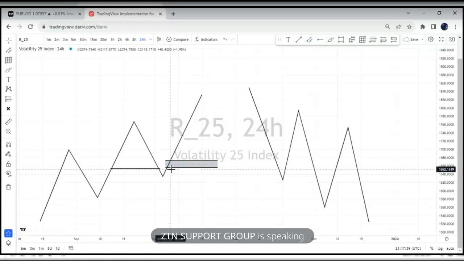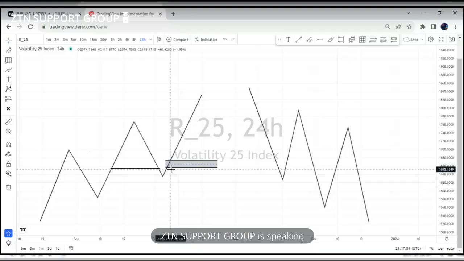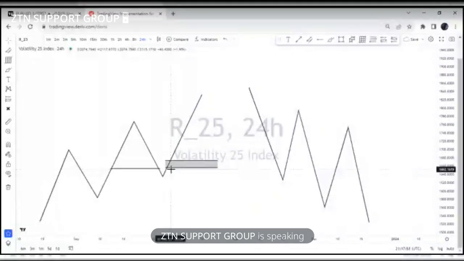That's the first primary thing that is in my head. I'm looking for it. I'm scrounging my eyes all over the chart. Where is my higher low? Where is my higher low? Having determined that, every other thing now becomes an additional confluence.